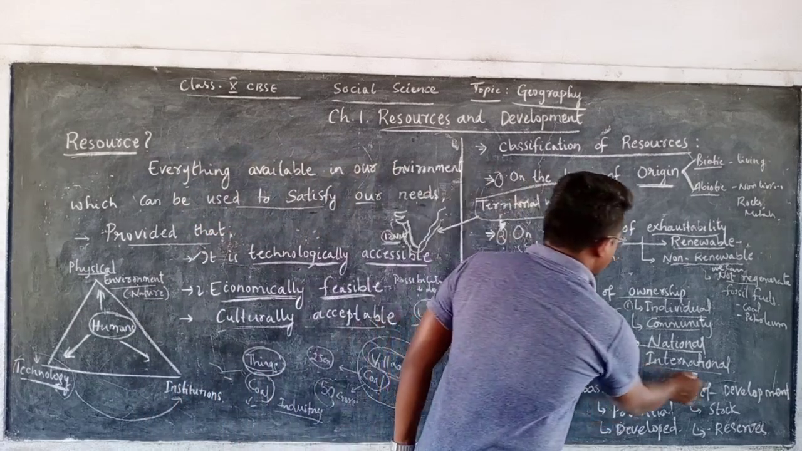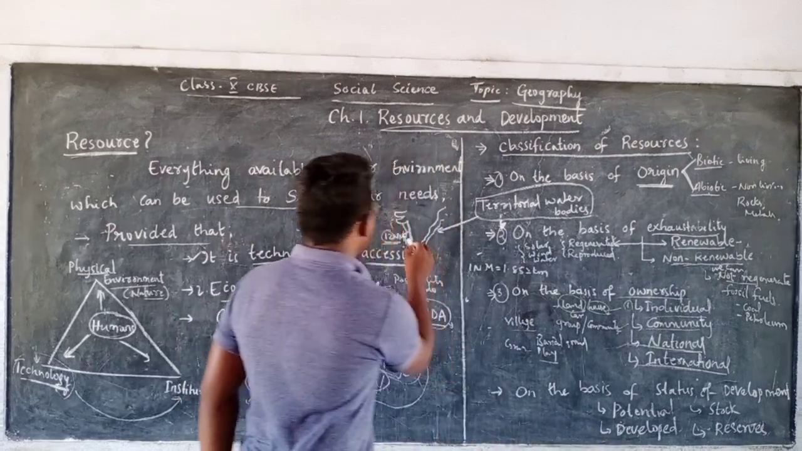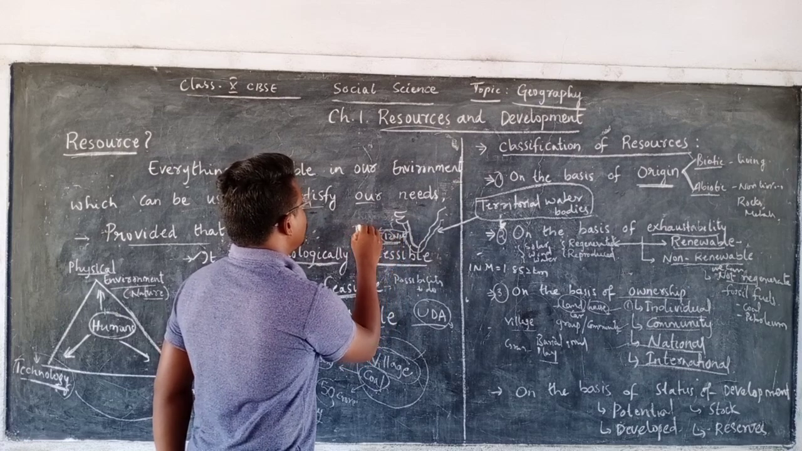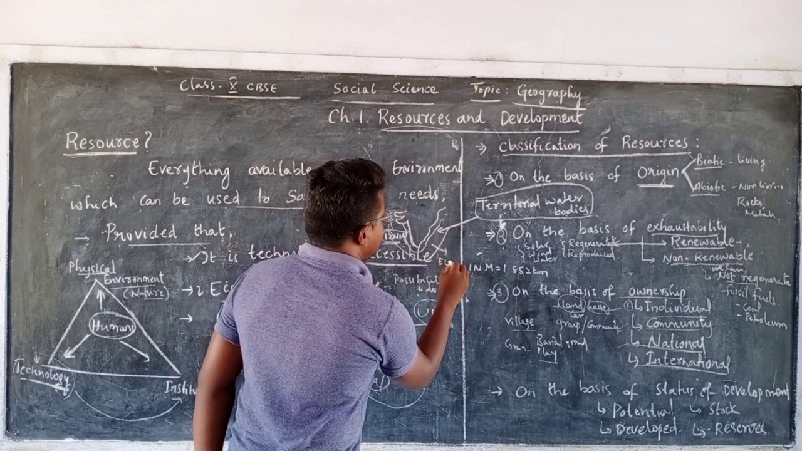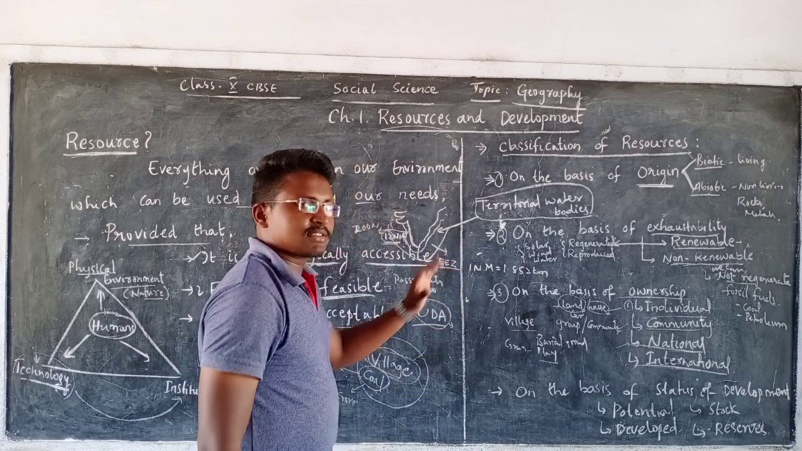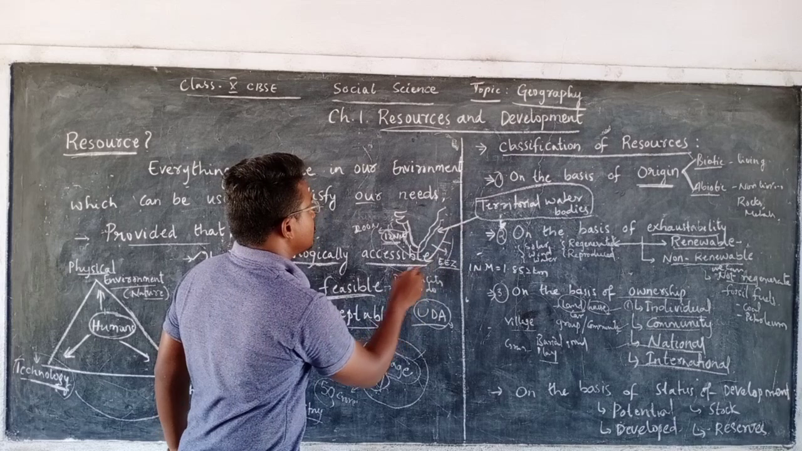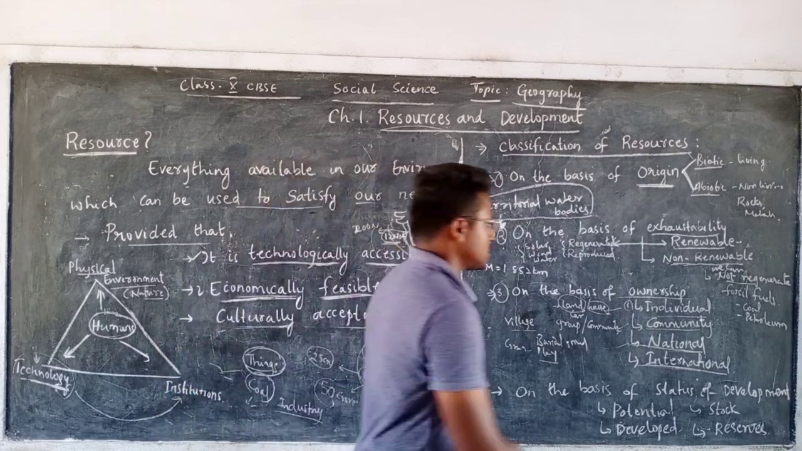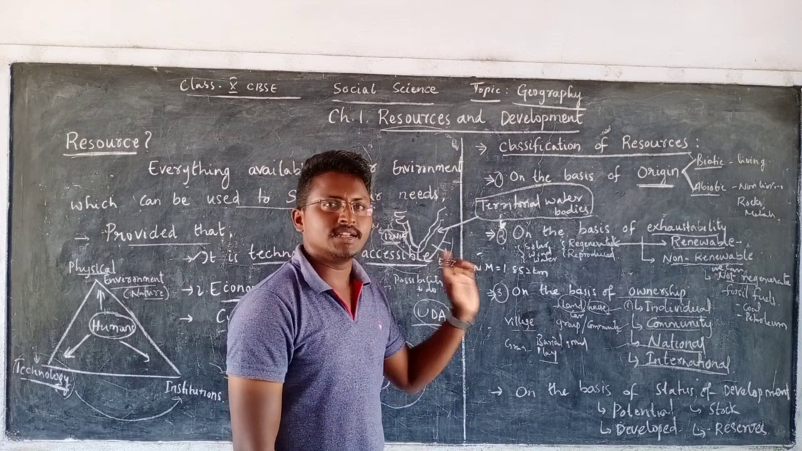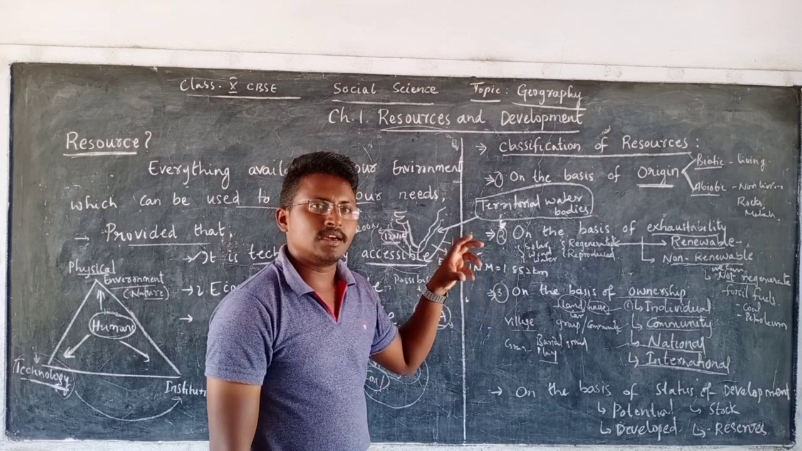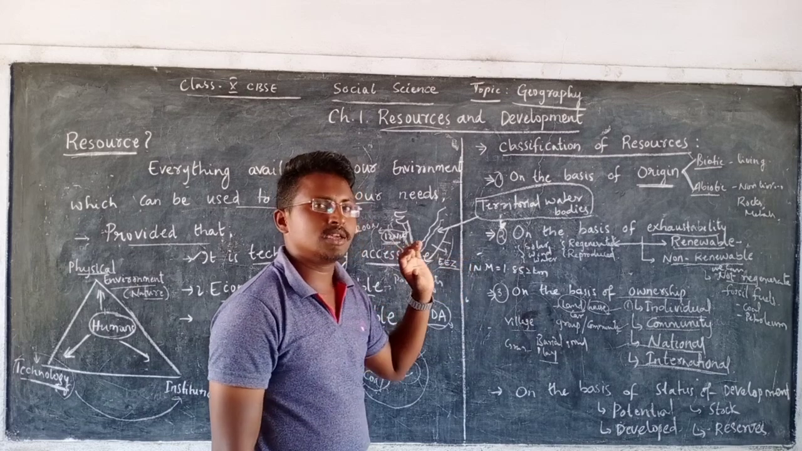Then the fourth one is international resources. International resources means, from 12 nautical miles up to 200 nautical miles, this particular zone we call the EEZ, or simply the exclusive economic zone. Beyond this exclusive economic zone, whatever resources are found we call international resources. Only with the permission of international institutions can any country have the right to use resources found beyond this exclusive economic zone.